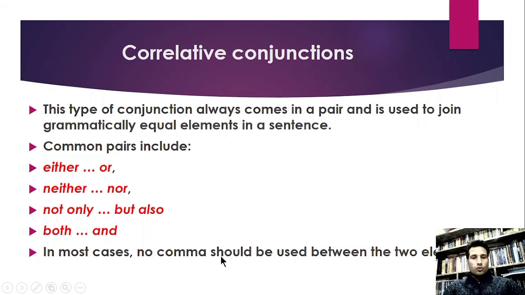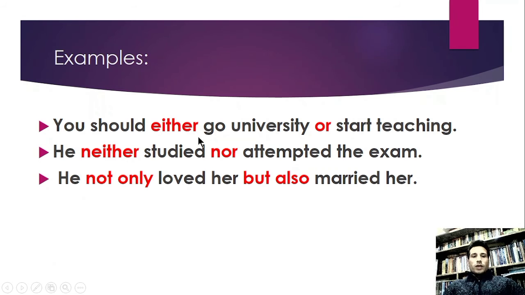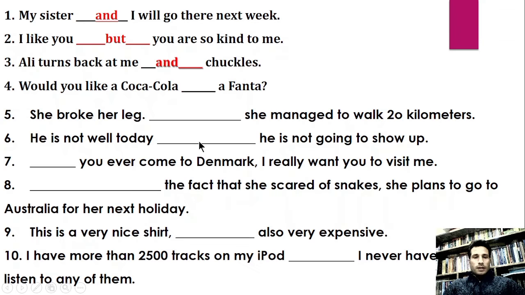In most cases, no comma should be used between the two elements, and we do not use any comma here. You should either go to university or start teaching. Okay, so here too is missing. You should either go to university or start teaching. He neither studied nor attempted the exam. He not only loved her but also married her. Okay, so these are some of the examples of correlative conjunctions.